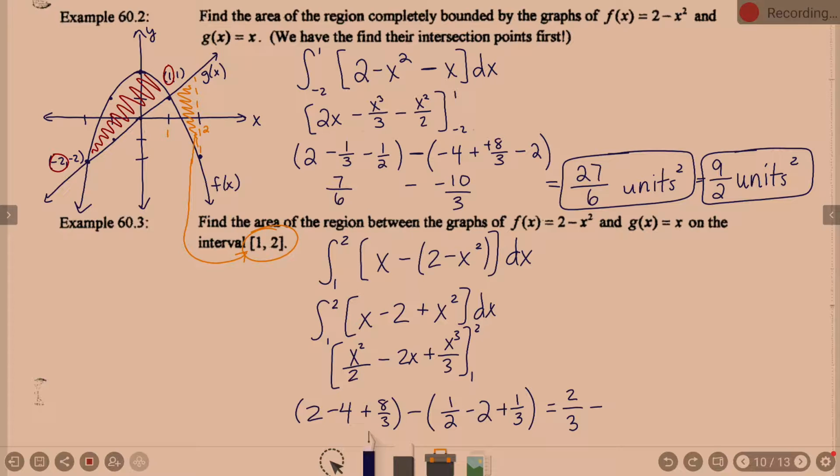Minus 3/6 minus 12/6 plus 2/6. So I have 2/3 minus -7/6, which really becomes 4/6 plus 7/6, 11/6. And no reducing to catch me off guard this time.